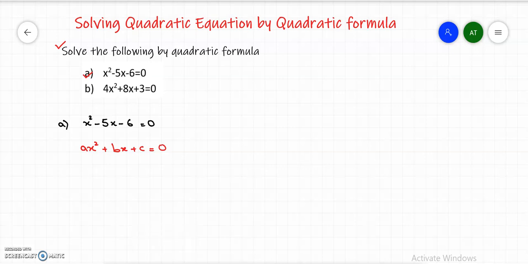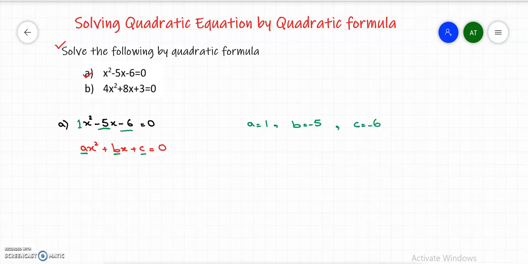Okay, so the a value is the coefficient of x square, and here the x square coefficient is 1, so we can say that the a value is 1. B is the coefficient of x, and here the x coefficient is negative 5, so we can say that the b value is negative 5. C is the constant term, and here the constant term is negative 6, so we can say that the c value is negative 6. Right?